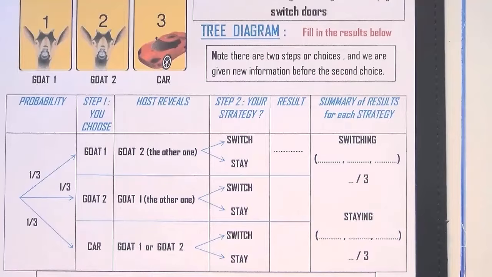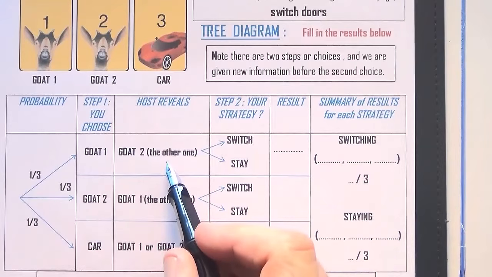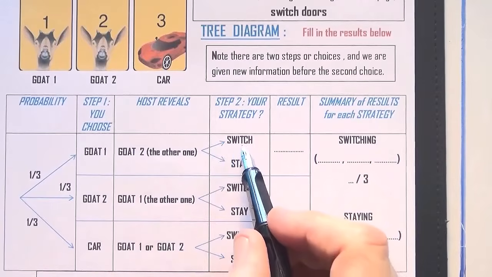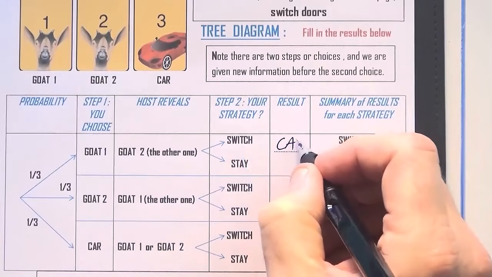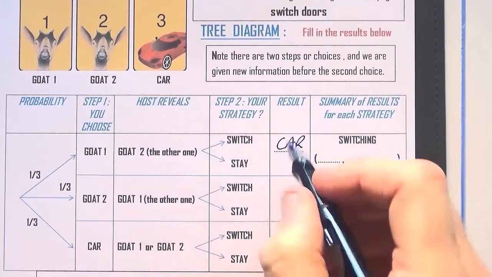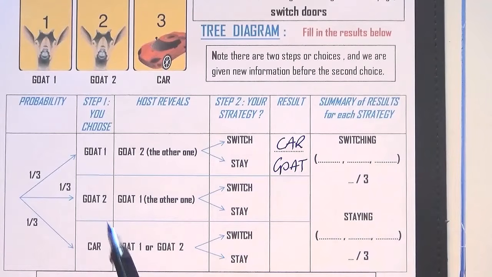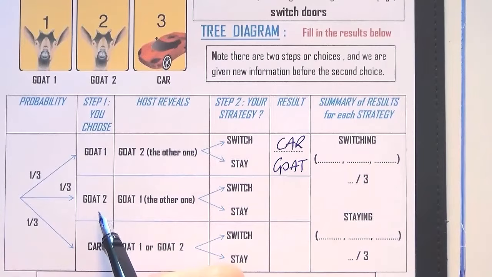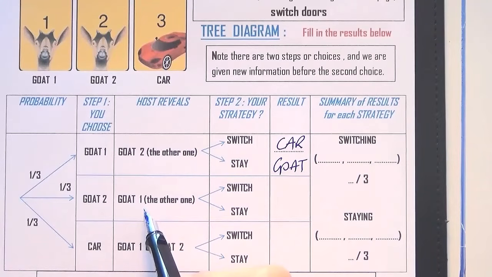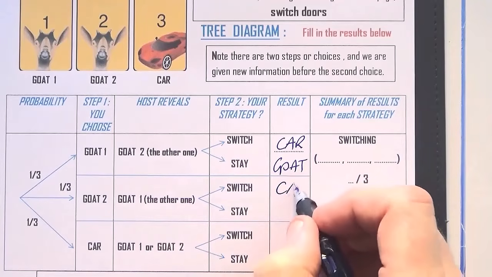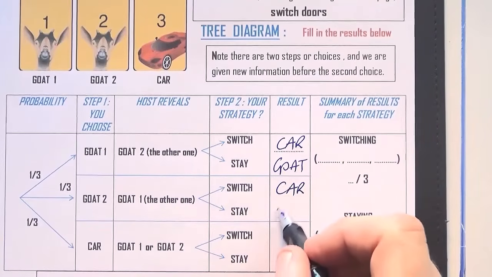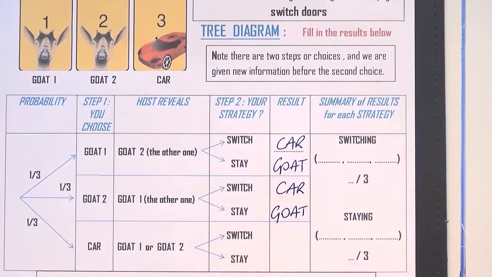Firstly, the contestant, unknown to them, chooses goat 1. Then the host shows them goat 2. If they switch, they win the car. But if they stay, they win a goat. The contestant, unknown to them, chooses goat 2. Then the host shows them goat 1. If they switch, they win the car. But if they stay, they win a goat.